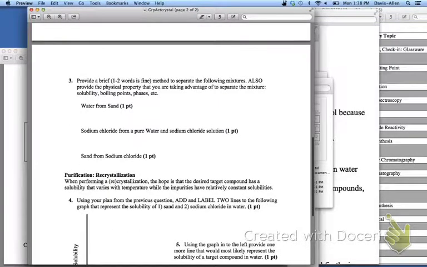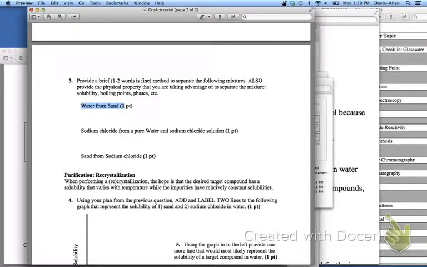I do like this question. Question 3 from your group activity: provide a brief method to separate the following mixtures. The goal of recrystallization was to do what? Purify, separate. So we might as well be aware of other purification techniques. If you go through and look at these, maybe it doesn't make sense to do a recrystallization. There's another easier option.